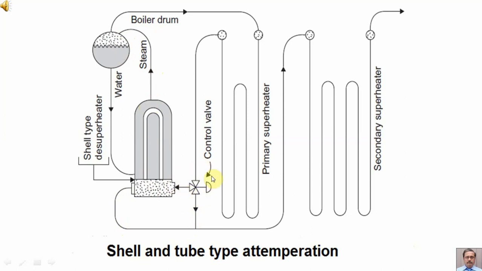This control valve is diverting the steam into two streams. One is going through this heat exchanger, other is going direct. So here we are having a mixing of cold steam and hot steam, and thereby the steam temperature is being controlled. And with the help of this control valve, the output temperature of this secondary superheater can be controlled. Rest of the explanation shall be in the next slide.